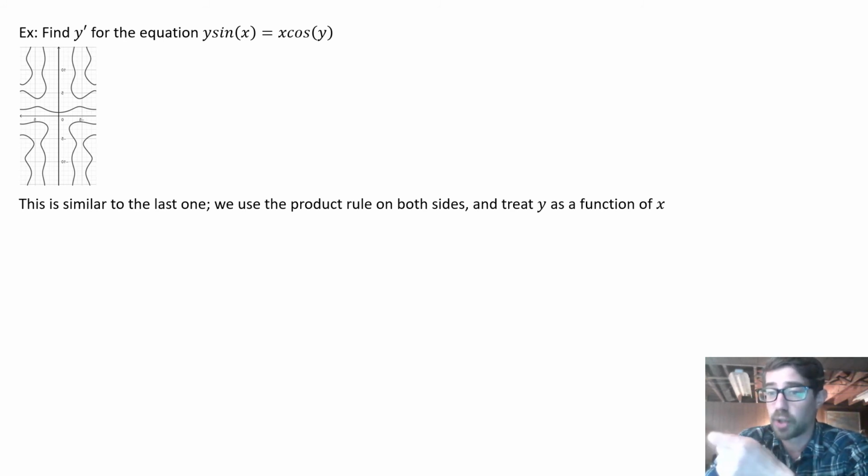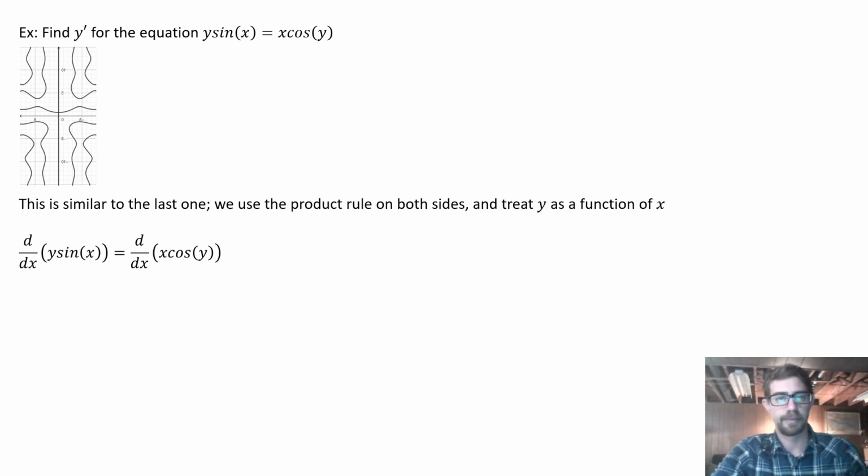With that cosine of y, remember that's a function of y. So think about that as like cosine of x squared. The derivative of that would be negative sine of x squared times 2x. So the chain rule is going to make there be a y prime that hops out on that side. So here we go. Just doing the derivative of both sides of an equation. That's a legitimate move.